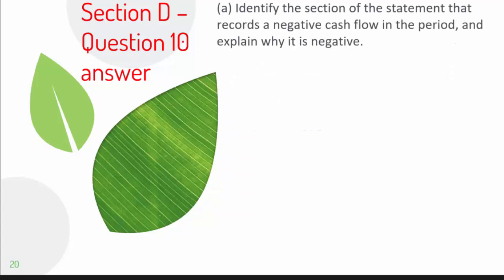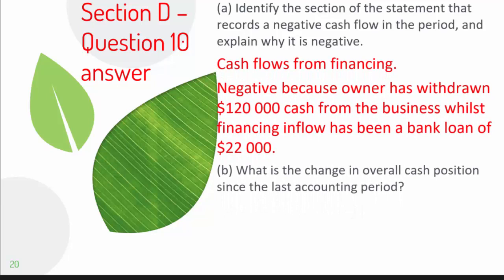So identify the sectional statement that records the negative cash flow over the period and why it is negative. So when you look at your cash flow statement, you'll find that the biggest offender here is the cash flow from financing, because we had a negative figure, and drawings was a big offender here. Right? So you got a loan for 22,000 and you drew 120,000. That is nonsensical, really, but you had to identify that as the answer here.